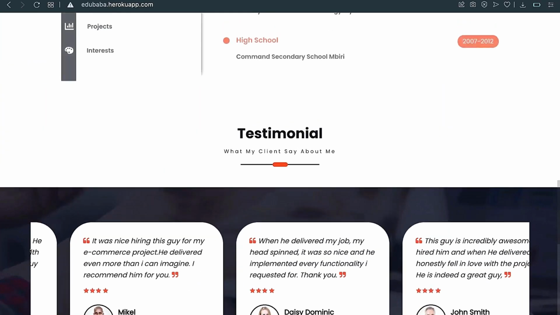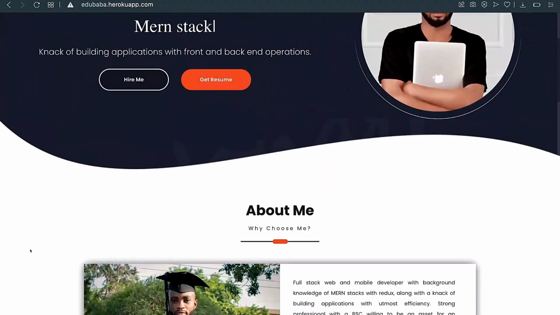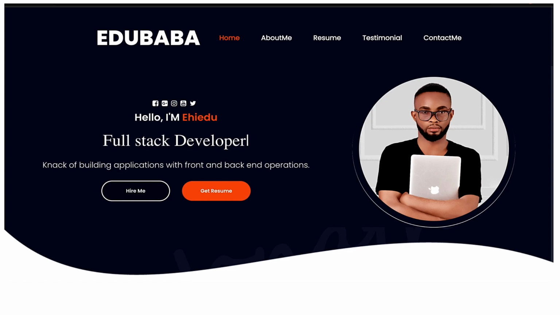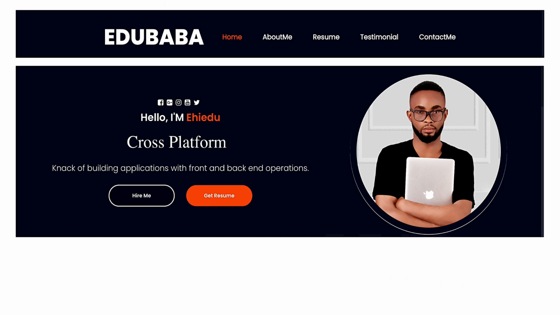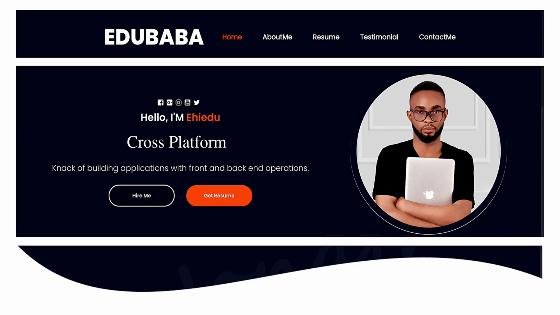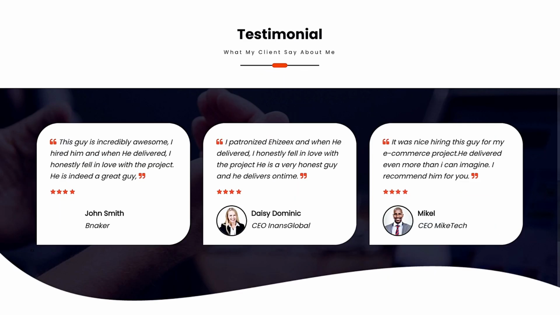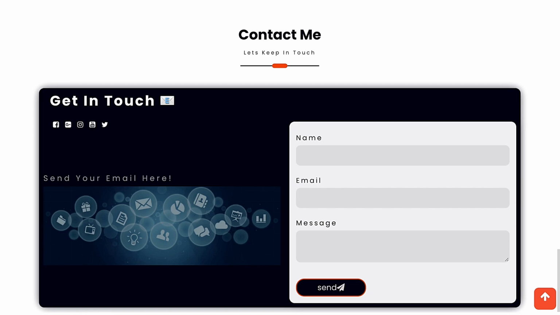This portfolio website is broken down into smaller isolated segments called components, which includes the home component. And again, the home component is broken down into smaller parts, which includes the header component, the profile component, and lastly, the profile footer. And so we have the rest of the components, such as the About Me component, resume, testimonial, and the Contact Me component.